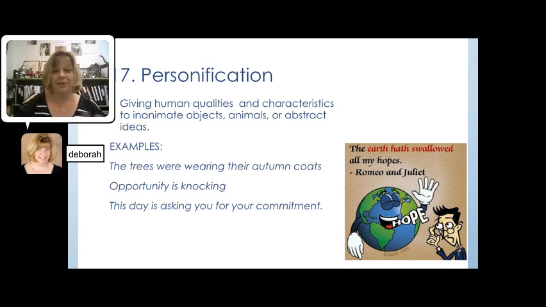Now, personification should be an old friend by now. It's when you're giving human qualities and characteristics to inanimate objects, animals, or even abstract ideas. When we say time flies, we're saying that time is like something that goes by very quickly, but obviously time is this abstract concept. It doesn't have any kind of human characteristics. So personification is giving human attributes to inanimate objects, animals, or abstract ideas.